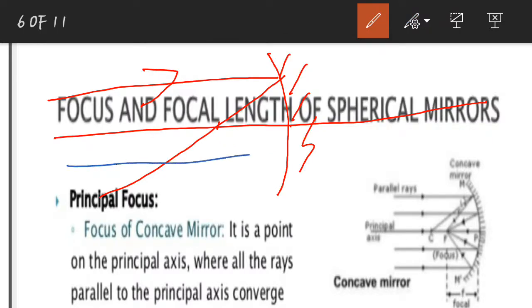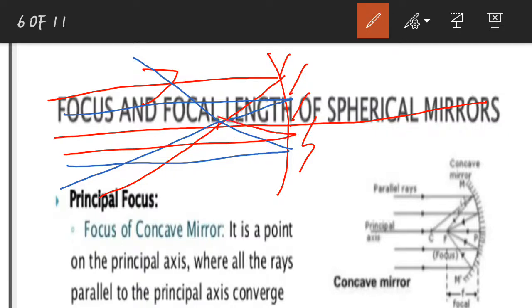Then a parallel line will be reflecting like this, and another parallel line reflecting like this. So the point where all these rays meet, we call it the focus. You can also draw in your notebook along with me so that you can understand.